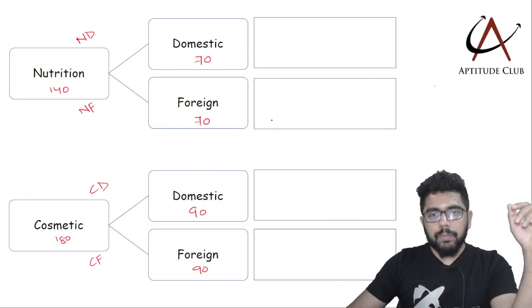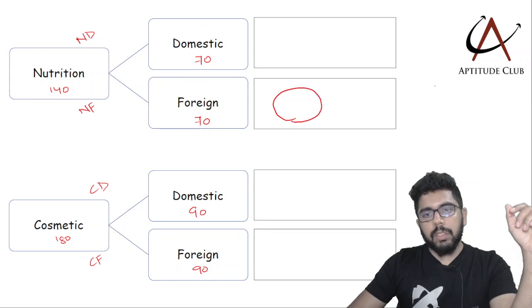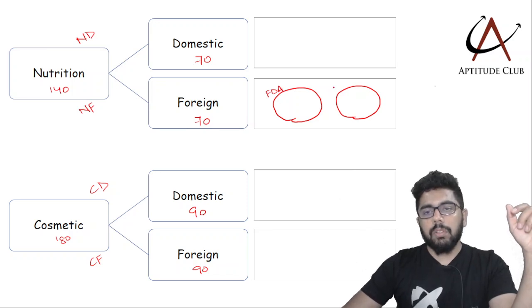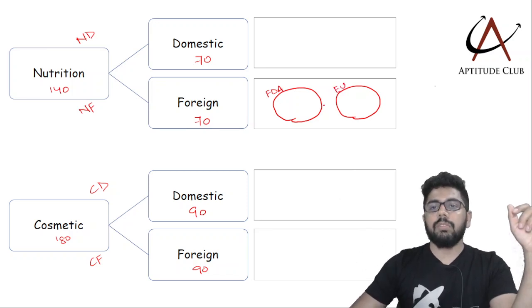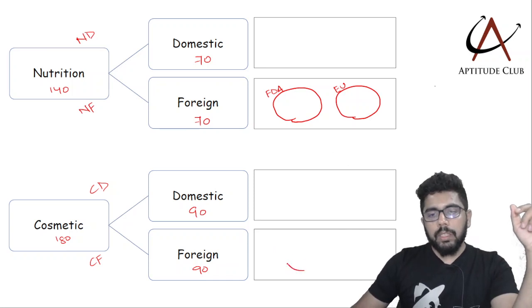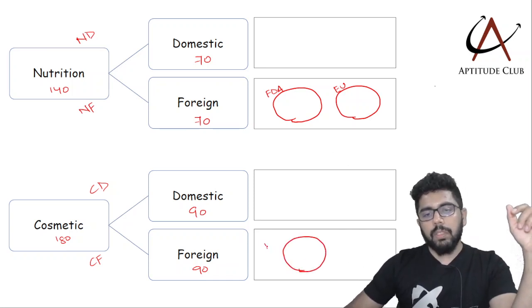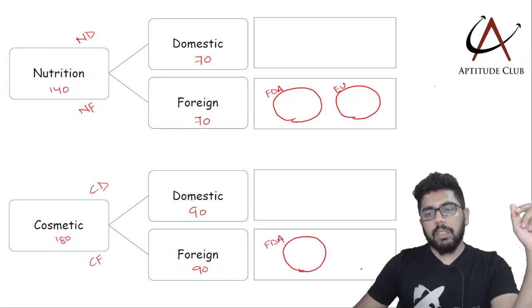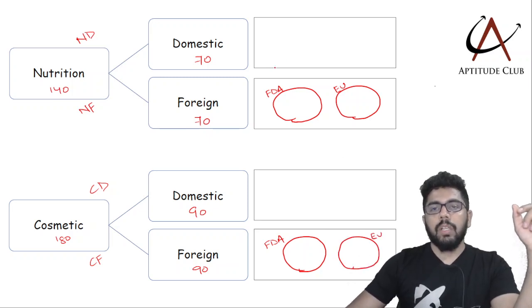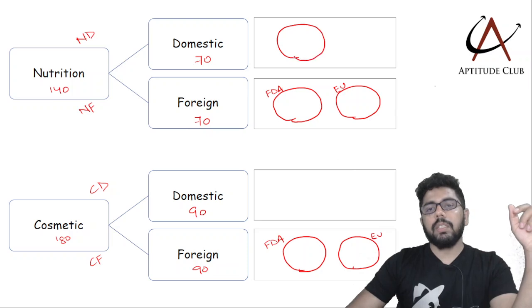So that means I can represent them in this way: the approval set. These are the products which have got FDA approvals, and these are the products which have got EU approvals. There is no overlapping. These are the products which have got FDA approvals, and these are the products which have got EU approvals, and no overlapping. So overlapping will only happen in the case of domestic products.